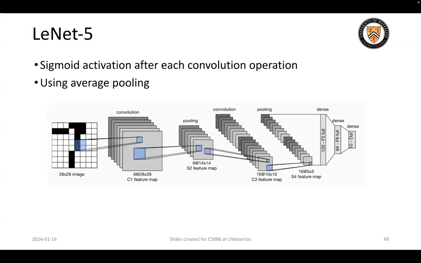Now let's look at many variants of the CNN. The first is LeNet-5. This uses a sigmoid activation after each convolution operation, and they use average pooling. It takes the average. So here we start with a 28 by 28 image. We start by doing a convolution, and we obtain 6 feature maps. We do pooling, which reduces the size. We do another convolution, another pooling, and finally we connect that to a dense layer, another dense layer, followed by the last dense layer, which outputs 10 probabilities. In order to make the probabilities, we use the softmax activation at the end of the last dense layer.